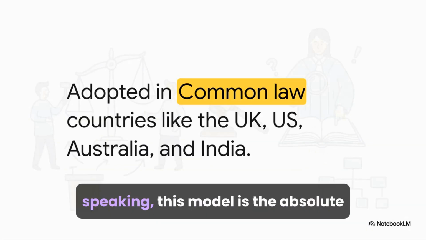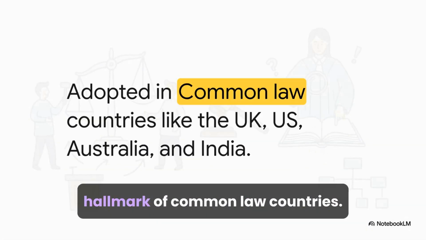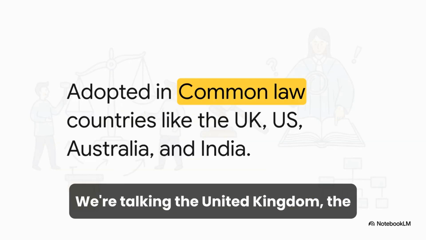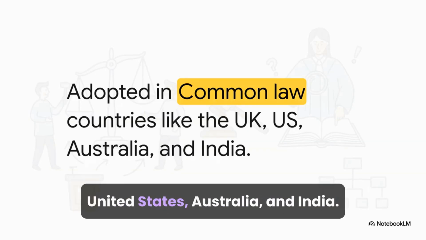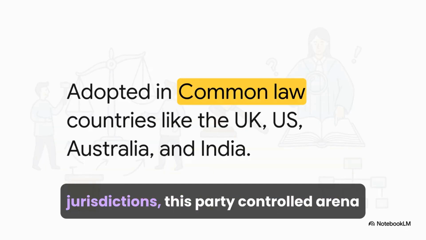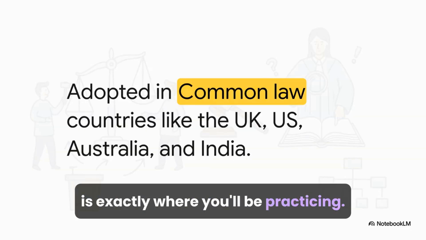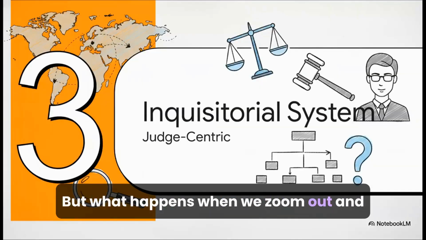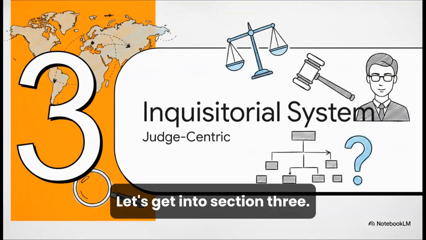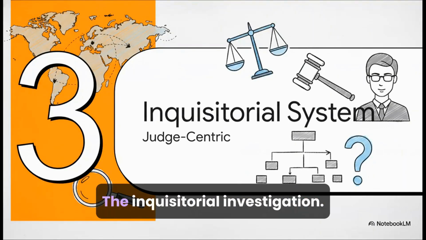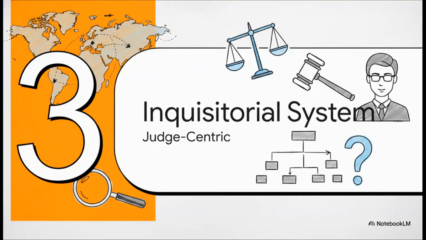Geographically and historically speaking, this model is the absolute hallmark of common law countries. We're talking the United Kingdom, the United States, Australia, and India. If you're studying law in any of these jurisdictions, this party-controlled arena is exactly where you'll be practicing. But what happens when we zoom out and look at the rest of the world? Let's get into Section 3, the inquisitorial investigation.